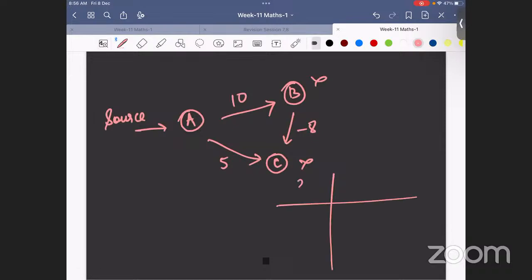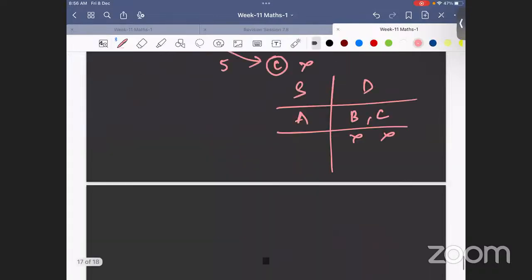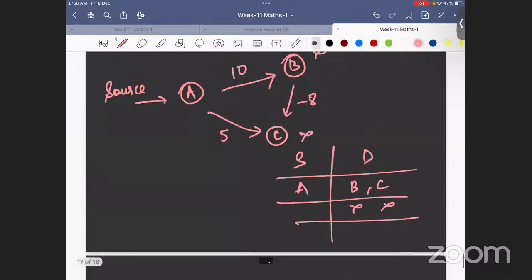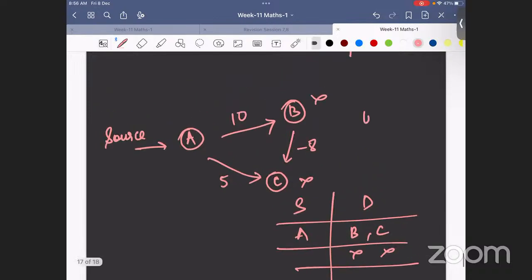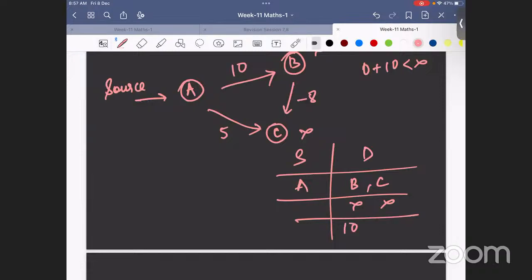So we started with the source and destination. Our source is A. You have to reach the destination B or C. So the initial point was infinite, correct? Now the next step is you have to calculate the distance. So to reach from A to B, this was infinite. So 0 plus 10 is less than infinite. So we can write it 10 here.